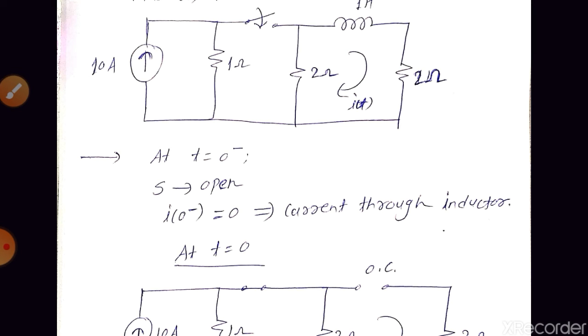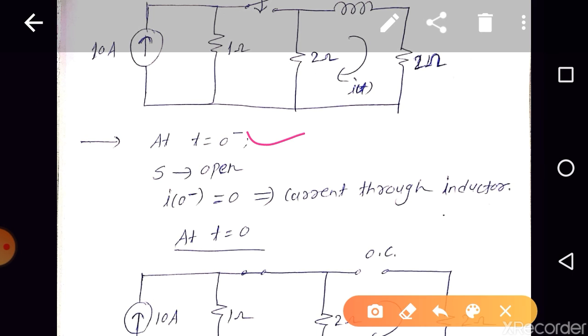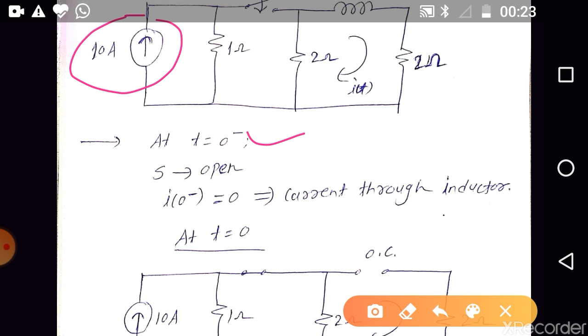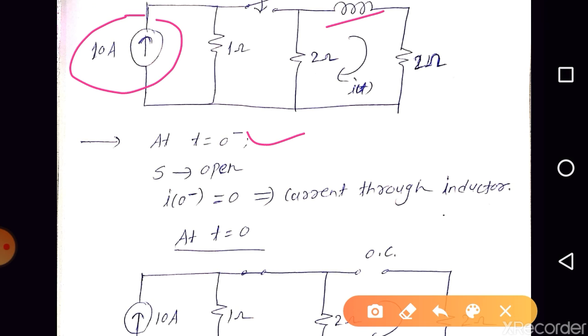When the switch is open, will the current flow from this 10 ampere source towards the inductor? Not possible. The current will not flow from the source towards the inductor. So what is the inductor current? Definitely it will be 0. So the switch is open, I of 0 minus is 0, the current flowing through the inductor.